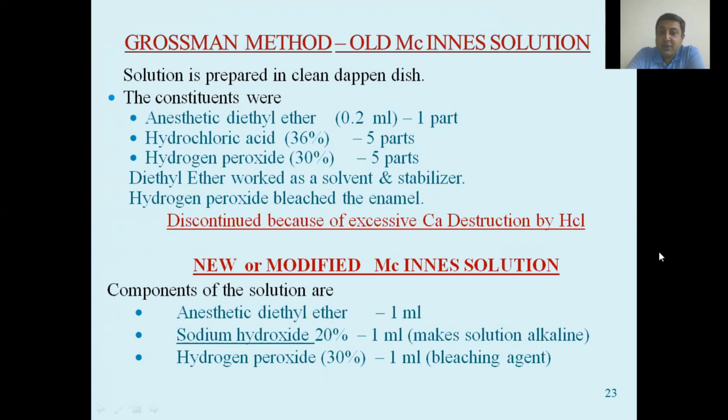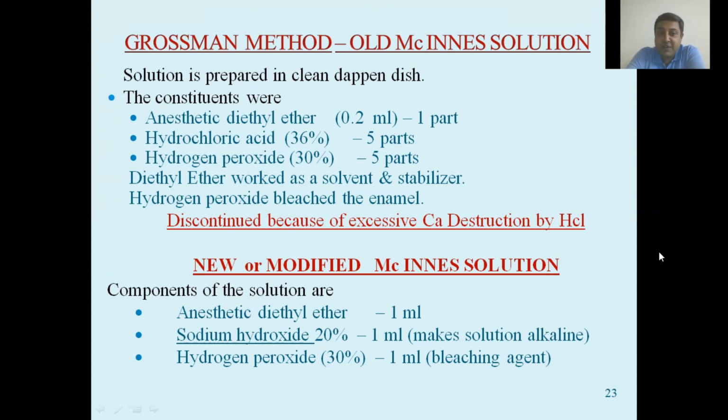Hydrogen peroxide bleached the enamel, so it was a bleaching agent. Why was it discontinued? Because it produced excessive calcium destruction as we are using hydrochloric acid 36% in this solution. That's why it was discontinued.